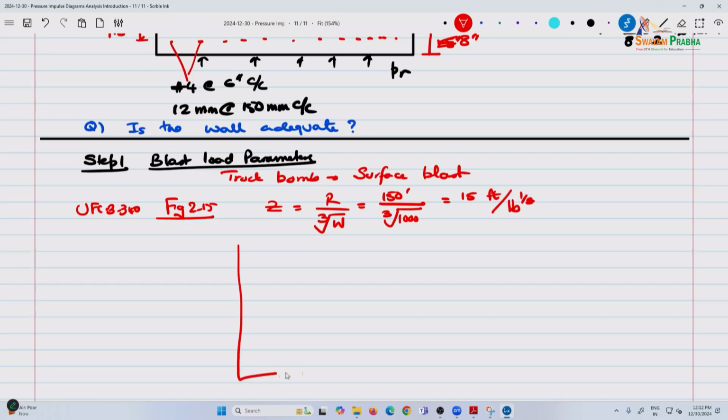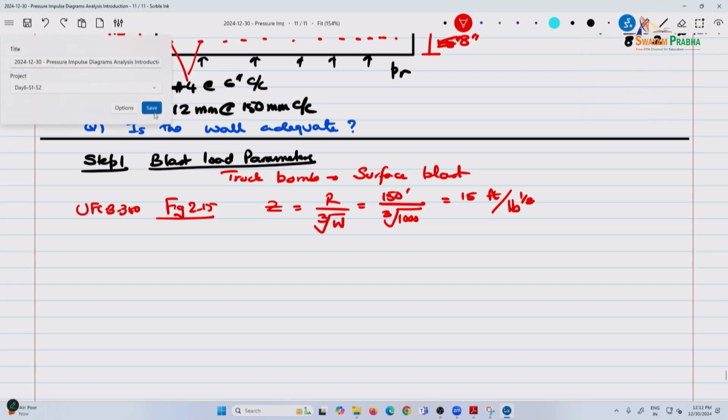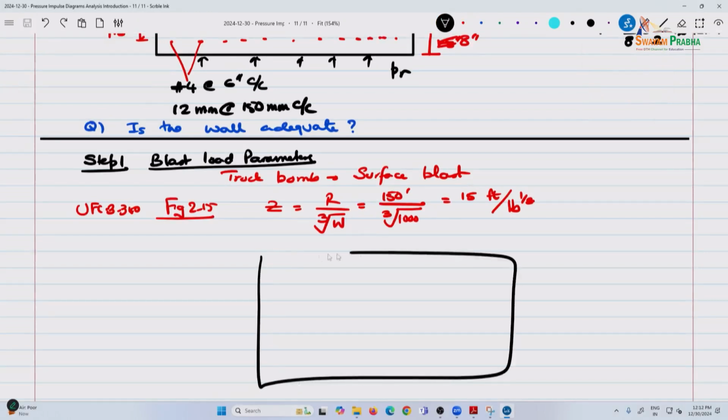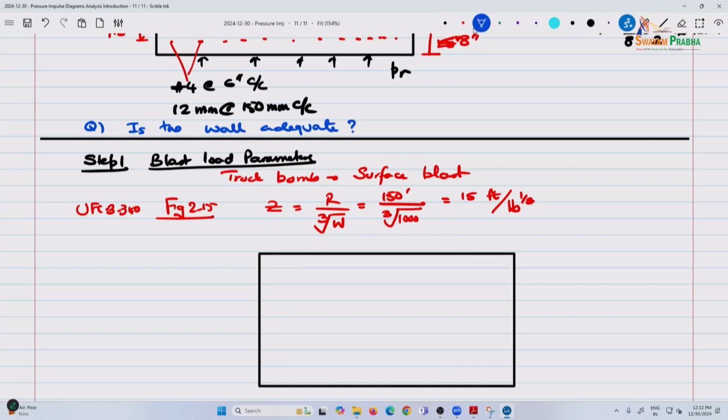So from UFC you can get the following data. PI is 4.7 psi, PR is 10.5, arrival time, we don't need this, is 82.2 milliseconds, TD is 22 milliseconds, and IR is 115.3 psi-milliseconds.